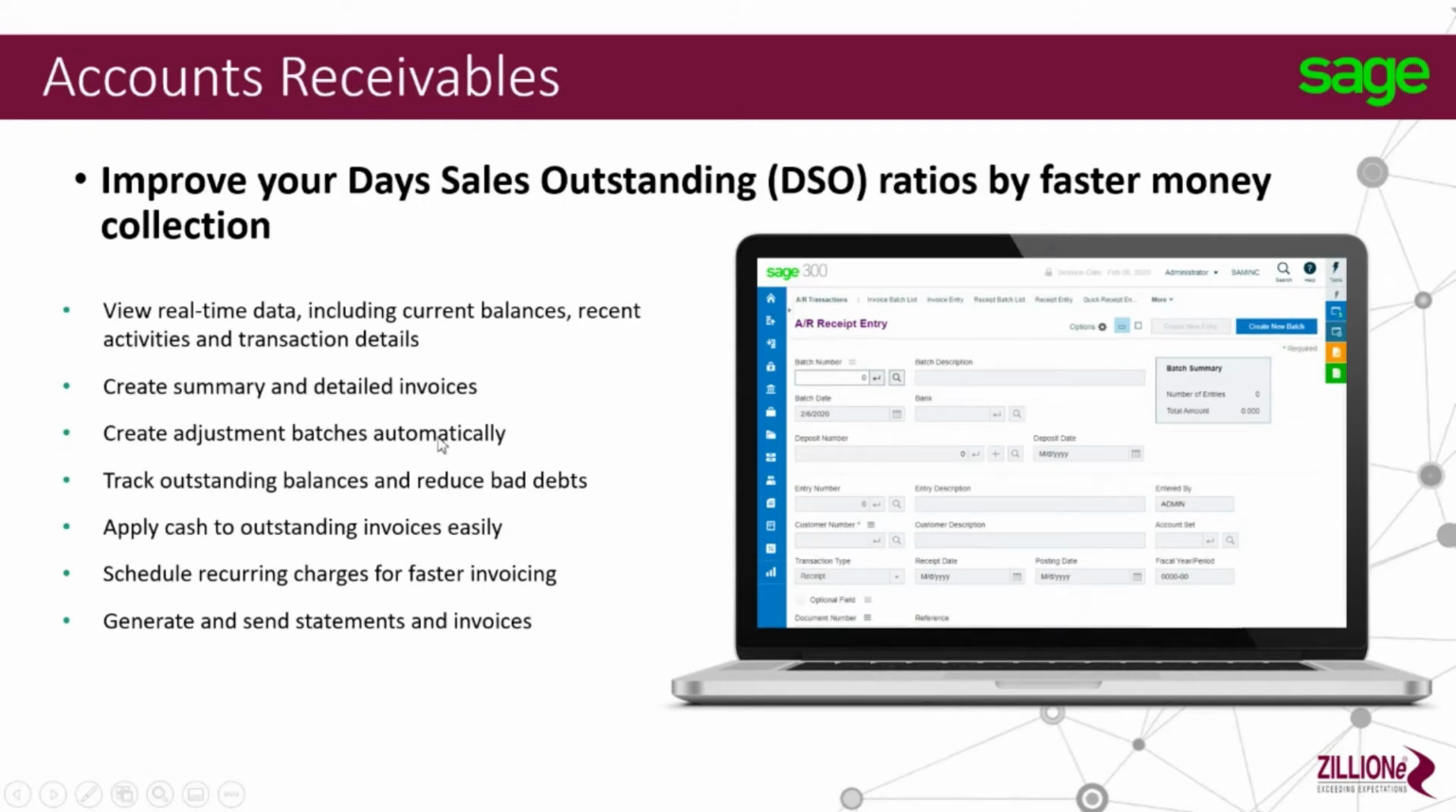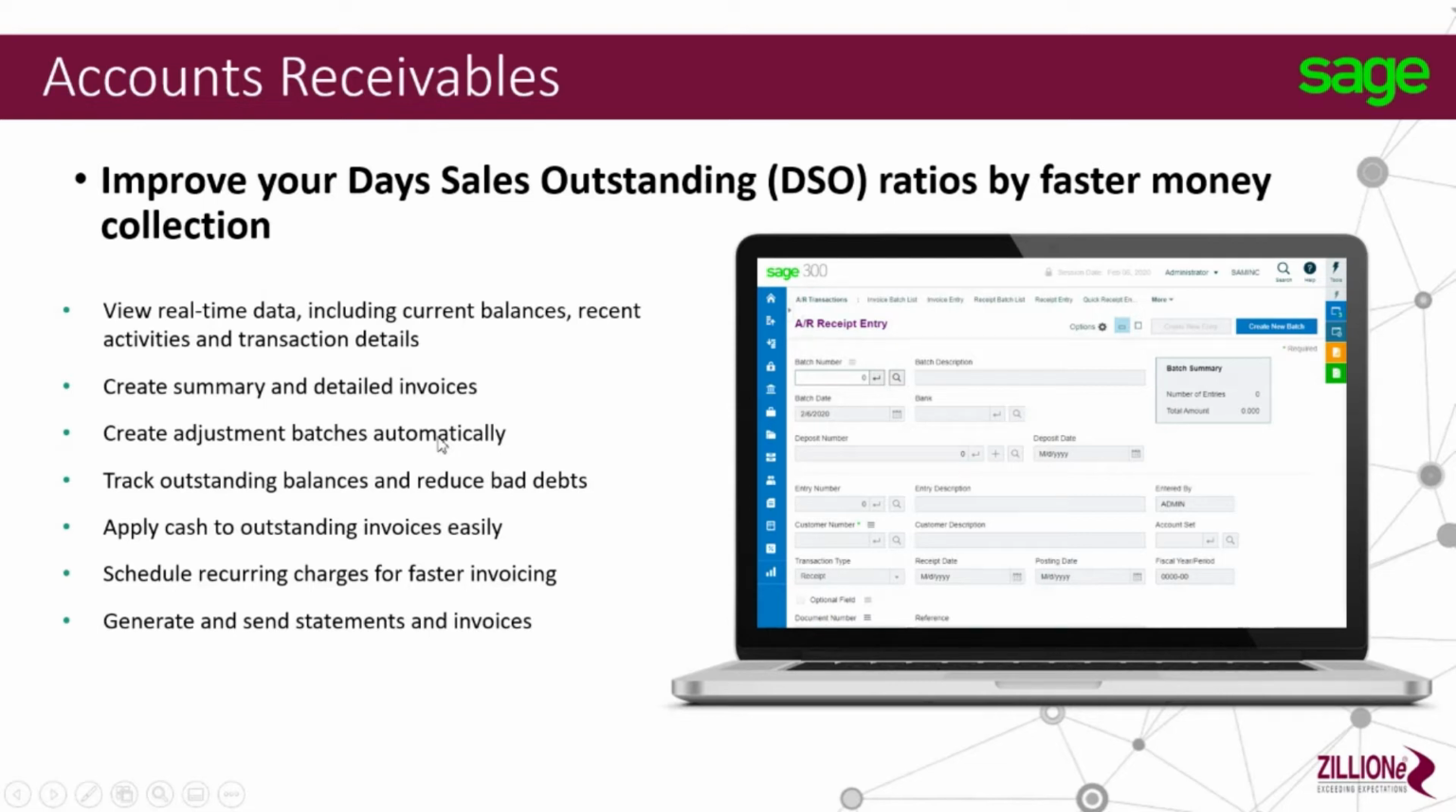Similarly, accounts receivable would help your organization improve your days sales outstanding, the DSO ratio, through faster money collection. And if you want to view your real-time data, the accounts receivable module of Sage 300 would facilitate this for you. Apart from that, the very standard functionalities of accounts receivable are captured within Sage 300, since it has a very strong foundation as far as accounting principles are concerned. Transactions like applying cash to outstanding invoices, and generating and sending statements and invoices, can all be handled from the new modules.